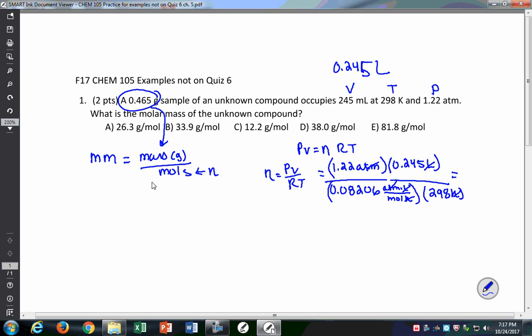So that leaves us with our moles, and that is 0.01222 moles. And again, I'm keeping a bunch more numbers than I need because of rounding issues. So to figure out my molar mass, I know the amount of moles that I have. I know my mass, so I can figure it out, because it's just grams divided by moles.